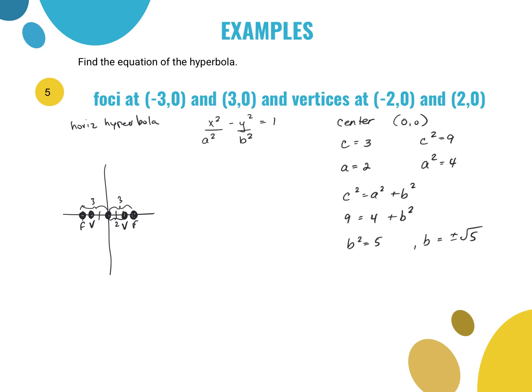But look at all that I can already do. I can come back here, and I know A squared is 4, and I've got y squared over b squared, where b squared is 5, minus 1, or equals 1 rather. And so notice I have the equation of my hyperbola. I don't need to know anything else. They didn't ask me to graph it. They didn't ask me to graph asymptotes. They just wanted me to find the equation. And so this is the equation.